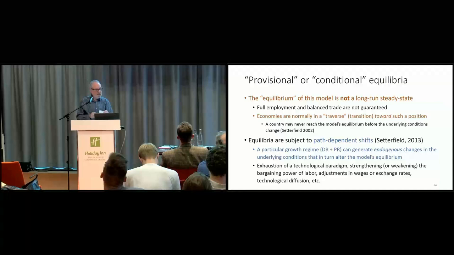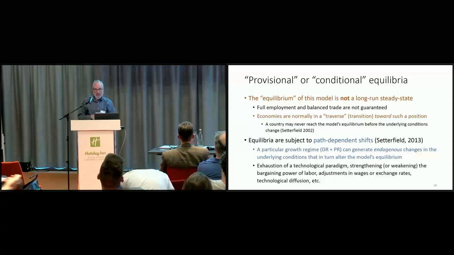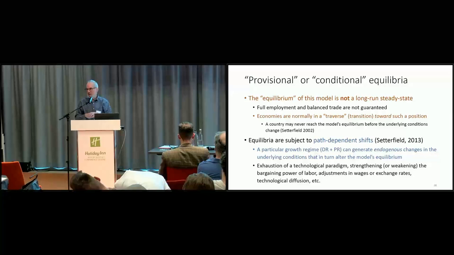That is, a particular growth regime, if you think of it as a combination of a demand regime and a productivity regime, and the underlying social relationships, political compromises, can lead to transformations that then shift those very regimes. So one example would be that if the productivity regime relied on a certain technological paradigm, and then that becomes exhausted, then the growth potential from that will wear out. Another possibility is that the labor movement could get either strengthened or weakened by a particular growth path, and then that would shift some of the parameters.